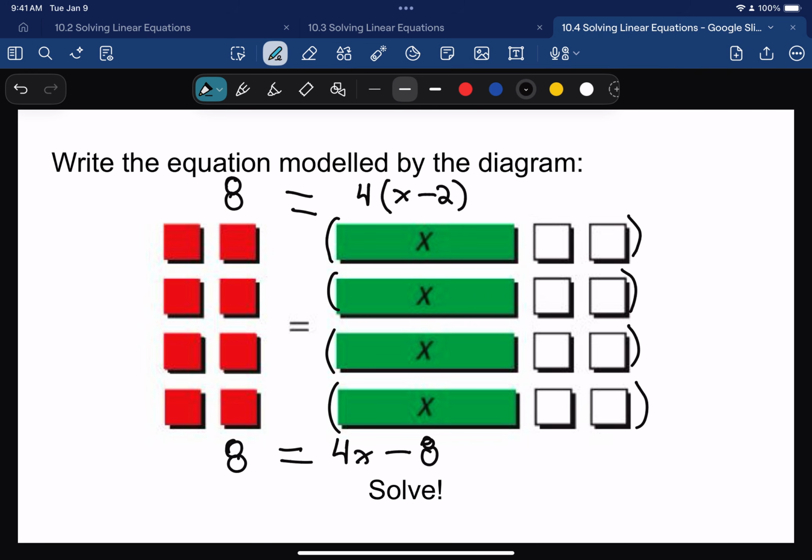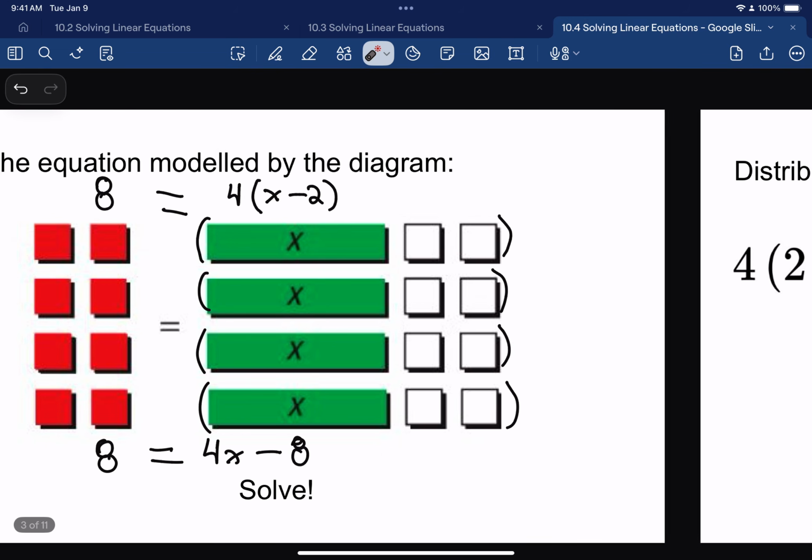So, as long as you are understanding that this could be represented in 2 ways if we break it out into x minus 2's, and we have 4 of them. So that is the deal with these models for this unit.